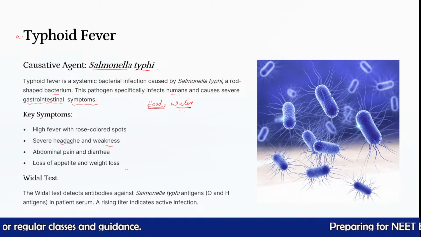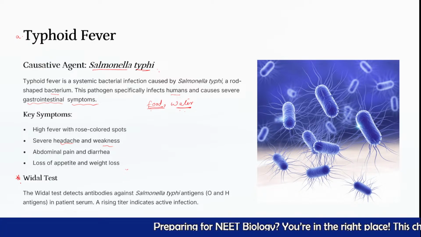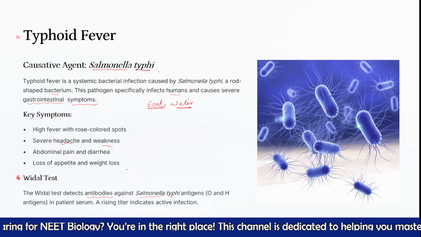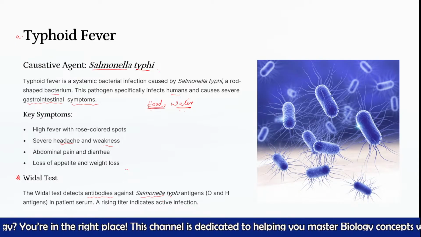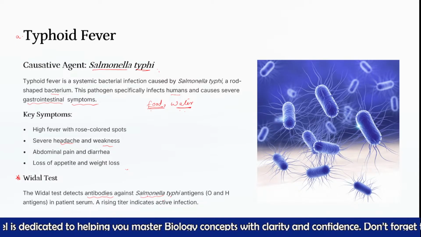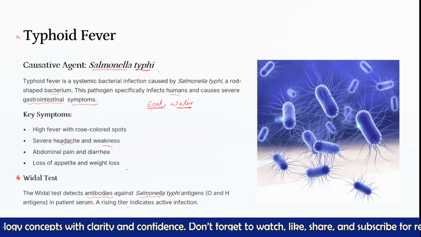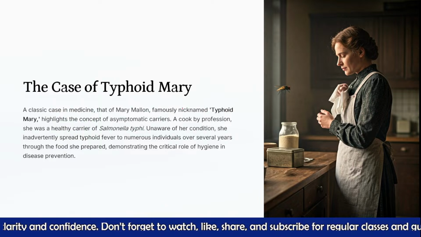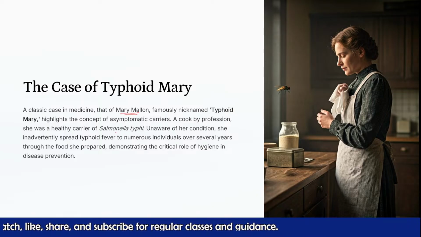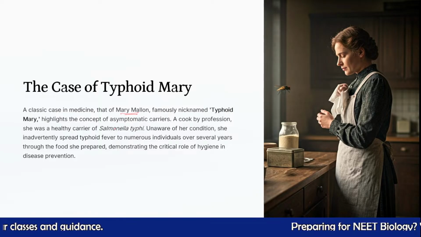And the presence of Salmonella typhi can be diagnosed by a test called the Widal test. This test will detect the presence of antibodies against the bacteria. So when the bacteria enters our body through the contaminated food and water, our immune system produces antibodies against the bacteria. So when there are more and more antibodies, that is an indication of active infection. Right? And there is a case in medicine. There is a cook, Mary Mallon. Her nickname was Typhoid Mary because she was a carrier of typhoid. That's why her name is Typhoid Mary.